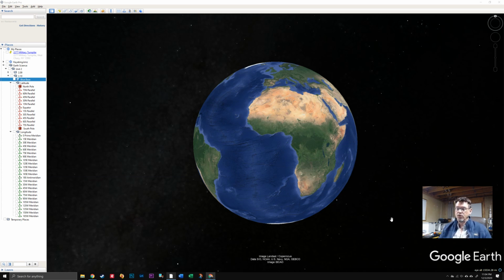So this is Google Earth Pro. This is the Windows version. You have to have a Windows computer or a Mac computer to run Google Earth Pro. But again, it's a really powerful program. You can do a lot with it. I really recommend playing with it.